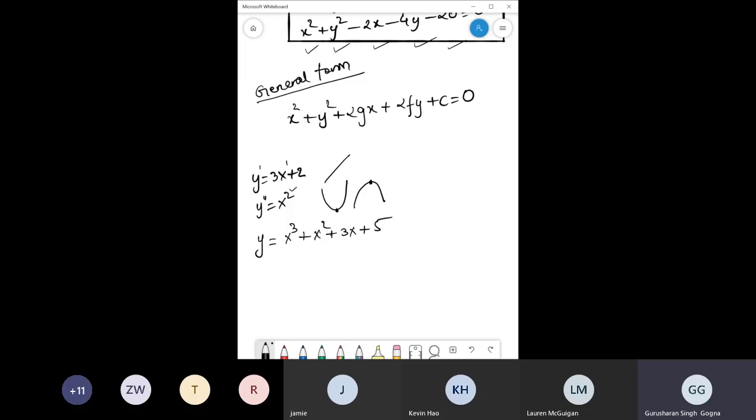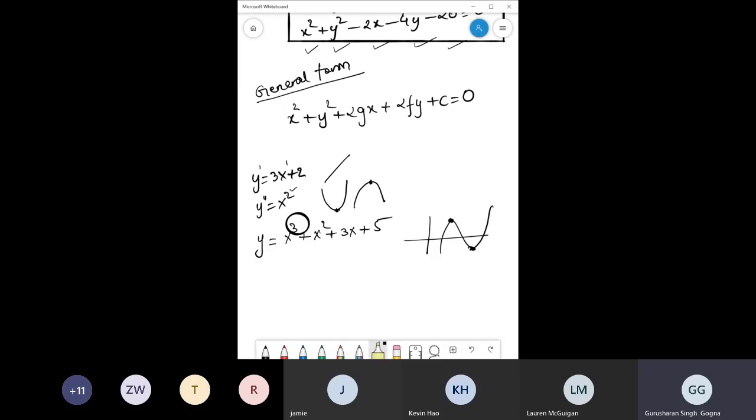Okay, that's a cubic equation because you have a cube here. So this is represented by two turning points. If you have power 3, then you will have 2 turning points. If you have power 2, you will have 1 turning point. And if you have power 1, you will have 0 turning points. That's why it's a straight line. So this is for 3 graphs.